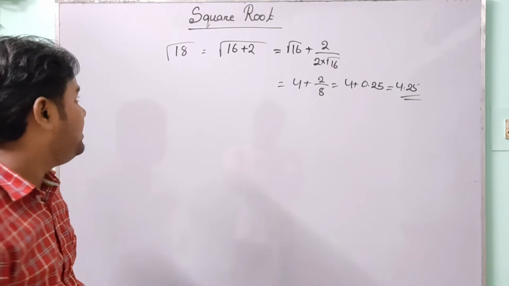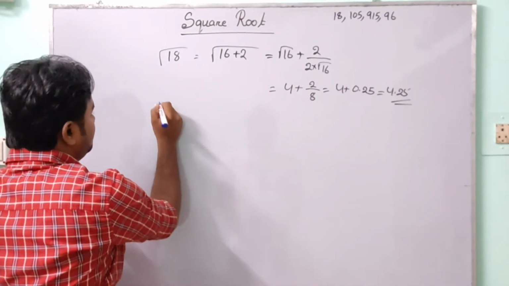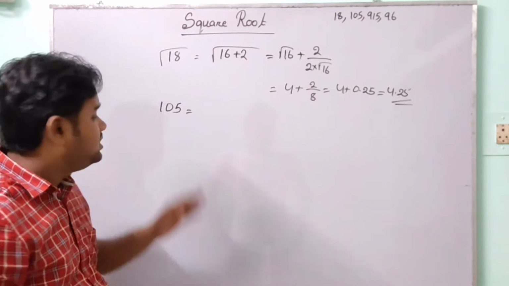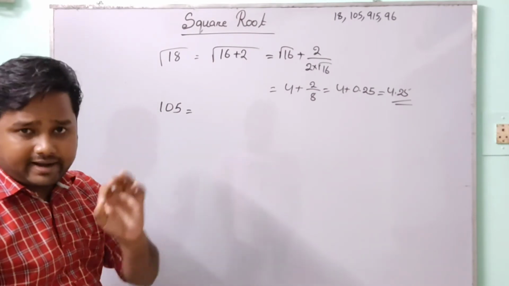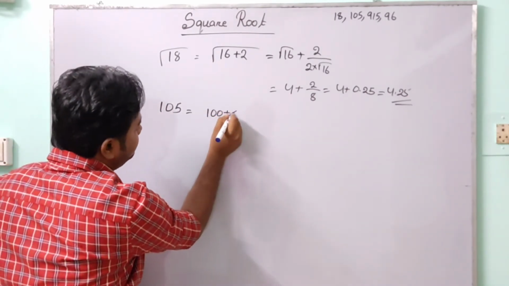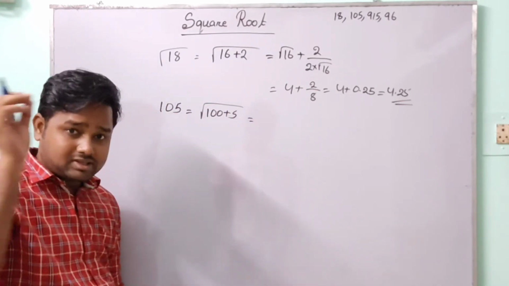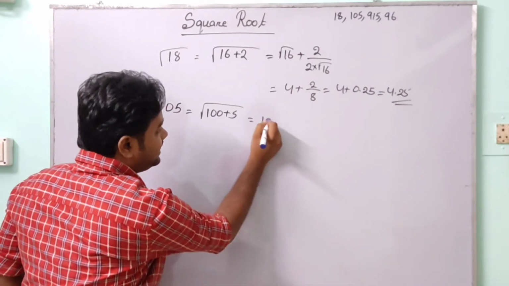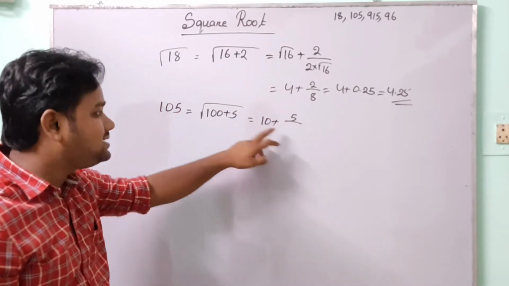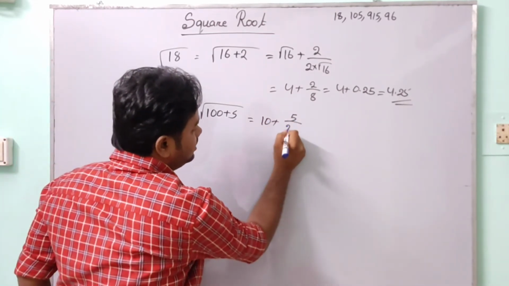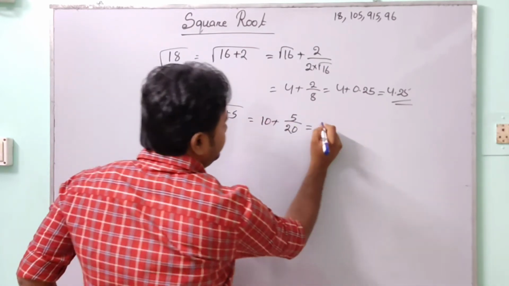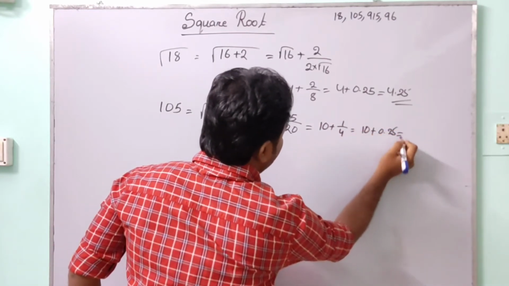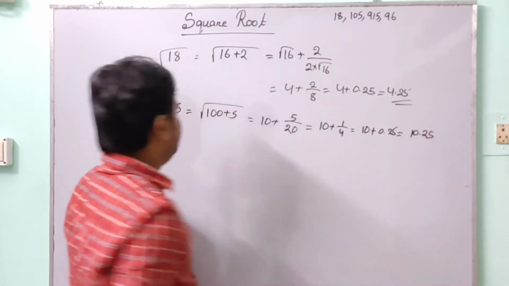The next number is 105. I will do it as the summation of two numbers. Suppose the perfect square here is 100, so I will write 100 plus 5. The same thing: the first number's root, the root of 100, is equal to 10, plus the rest number 5 divided by twice the first number. Twice of 10 is equal to 20. So here the answer is 10 plus 1 by 4, which is equal to 10 plus 0.25. The answer is 10.25. This is the process.